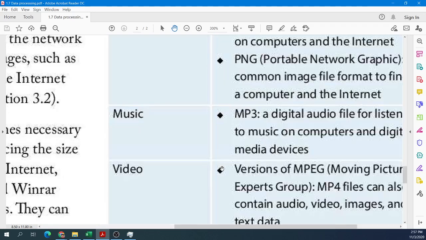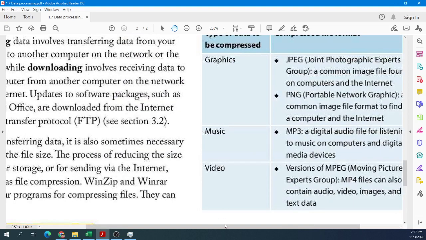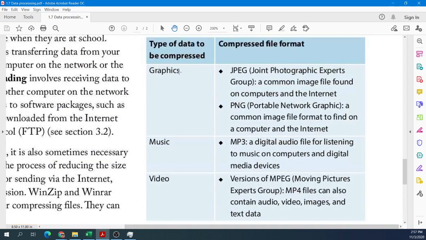So some examples of file compression we have for graphics, video, and music.